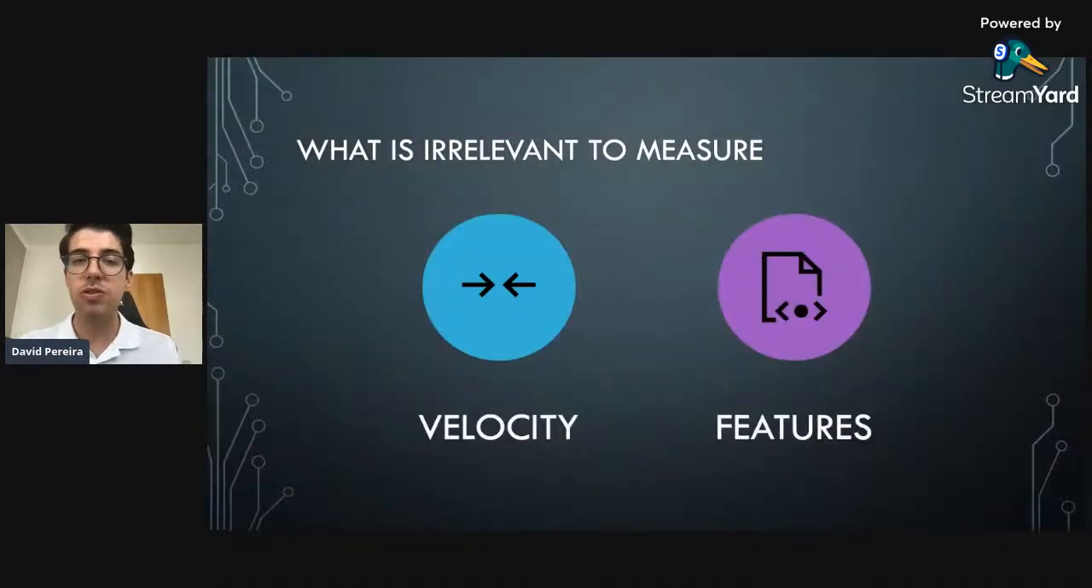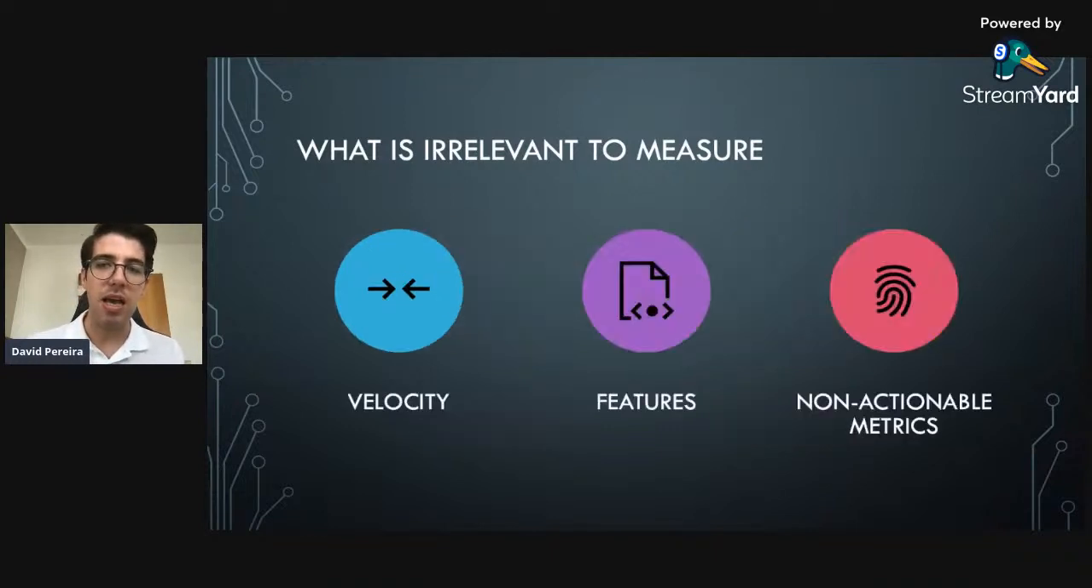And the other one is features. How many features can we deliver per sprint? How many features can we deliver per quarter? Again, it doesn't matter. And we fool ourselves with this. Why? Because it's easy to look at velocity and understand that. It's easy to calculate the amount of features. But these are non-actionable metrics.